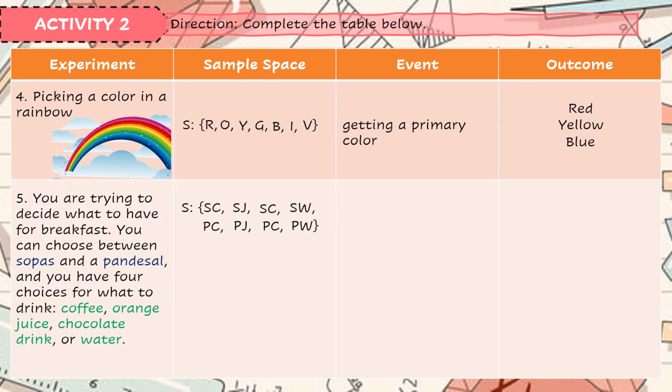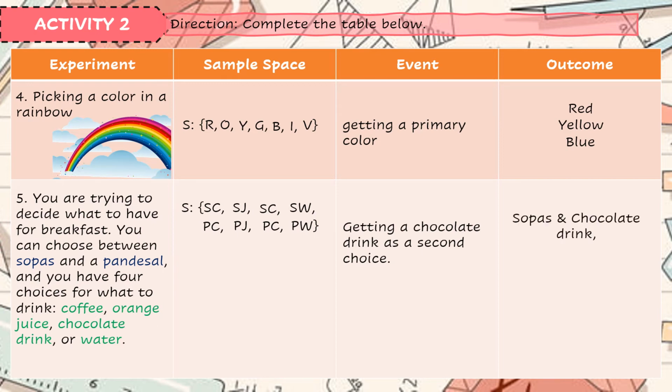What if I just want to choose that my drink is a chocolate drink? Kung ang gusto ko lang na sa second choice ko ay chocolate, ano yung ating mga possible outcomes? And these are sopas and chocolate drink and pandesal and chocolate drink. So, sana mas naintindihan natin mabuti ang experiment, sample space, event, and outcome from the event.